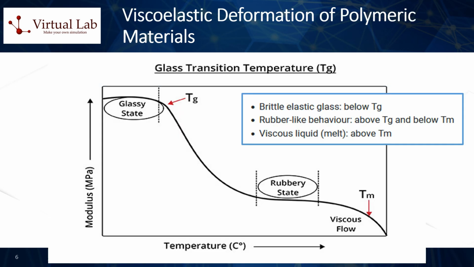The mechanical behavior of amorphous or semicrystalline polymeric materials may be summarized under the three main regimes of mechanical behavior portrayed in this slide, depending on whether the material sample under consideration is above or below its glass transition temperature Tg and melting temperature Tm.